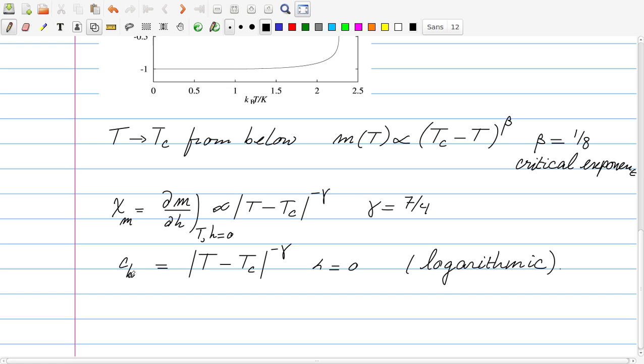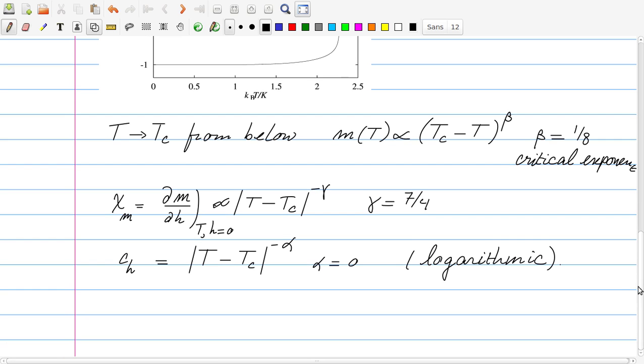And the specific heat at constant field, that behaves like T minus Tc to the power minus alpha, where alpha is equal to 0, and alpha is 0 doesn't mean that there is no dependence. It is a logarithmic dependence because the logarithm has a singularity that is weaker than any power.